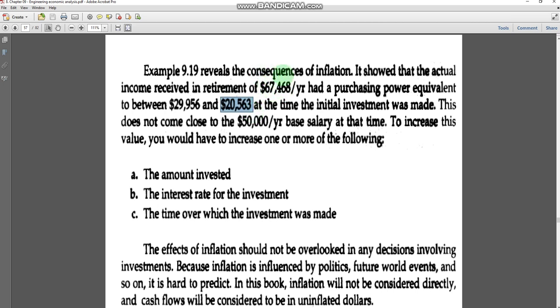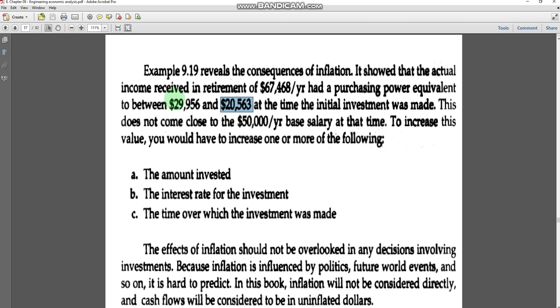Although you can have this much saving or annuity, due to the inflation you have the buying power equivalent to this money only. Okay, because the prices of the equipment have increased. Okay, this does not come close to the $50,000 per year base salary at that time. The base salary of that person was $50,000 per year, and now the spending you can do will be very little.